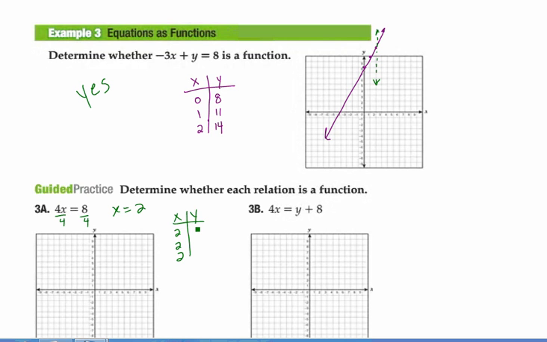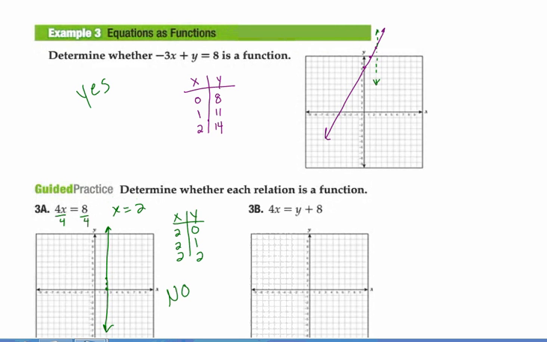So when y is 0, x is 2. When y is 1, x is 2. And so on. If I plotted this, 2, 0, 2, 1, 2, 2. Look at this. This is definitely not a function because there's no way this can pass a vertical line test since it is a vertical line. So I am going to say big fat no on that one.